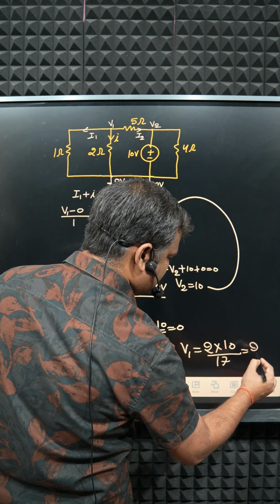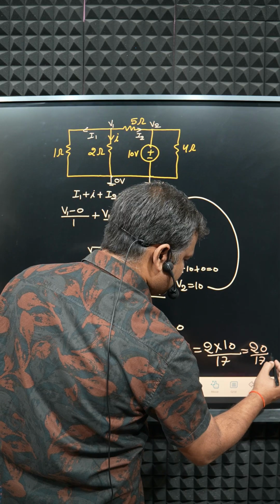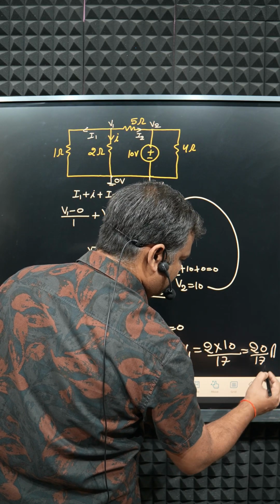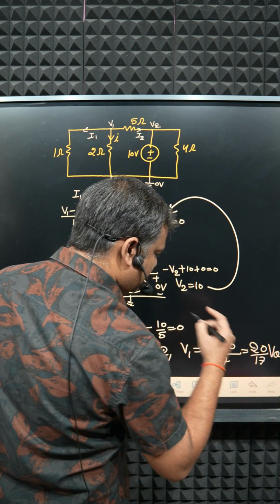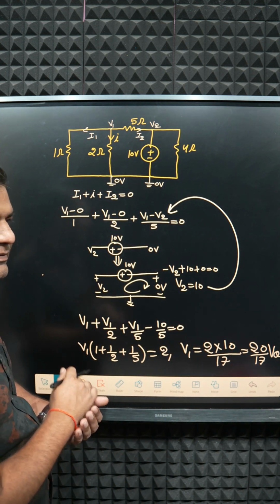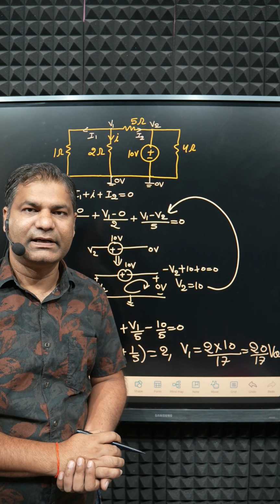So the final answer is 20 by 17 ampere. Okay, 20 by 17 is the final answer. Volt is the final answer.